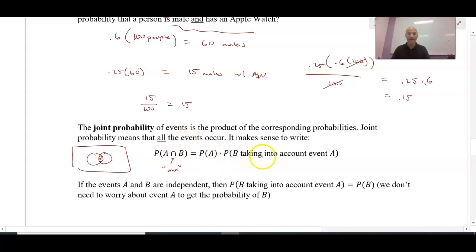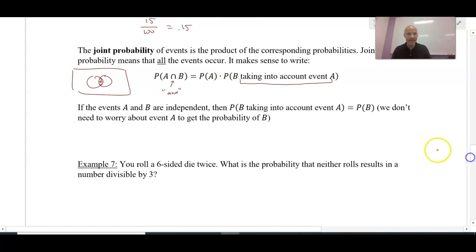And that's going to be the product of the two probabilities: the probability of A times the probability of B. But we need to also just consider whether the likelihood of B happening has changed because of A occurring. I'll give you two examples of this to help you illustrate better. If the events A and B are independent, then the probability of B taking into account event A is just equal to the probability of B.